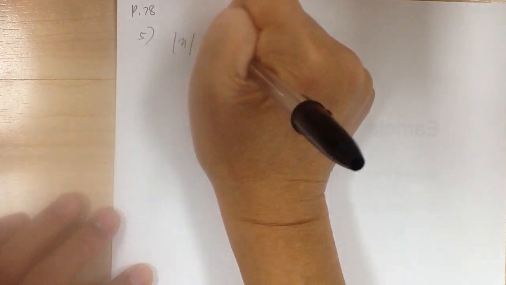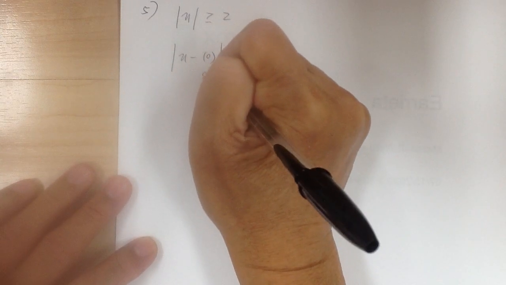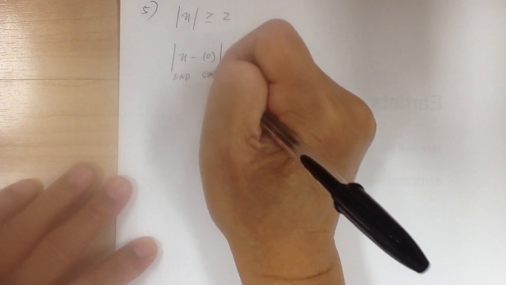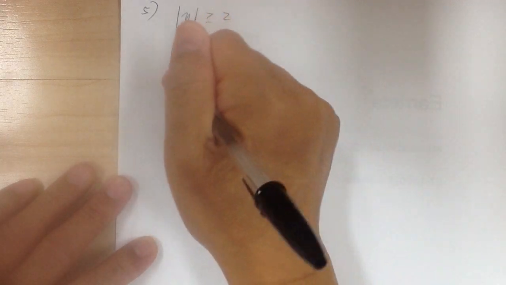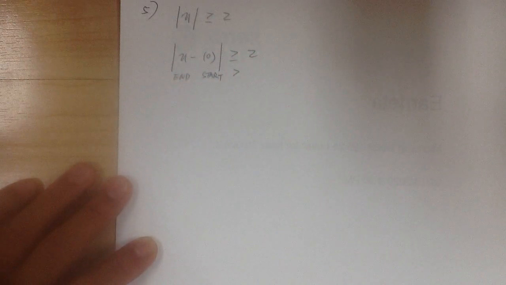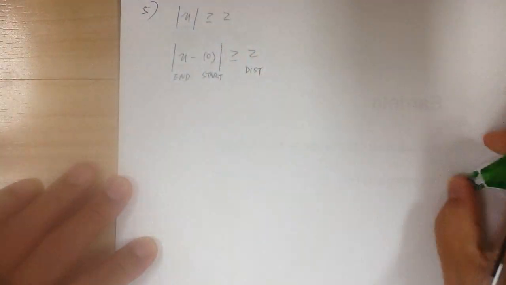Okay, let's go to the next one. Number 5. Absolute value of U is greater than or equal to 2. Again, put it in the proper form. So again, this is your starting point, and this is your end point. Absolute value means the distance between the 2 points. So the end minus the beginning will give you the distance. And so the 2 will be the distance.